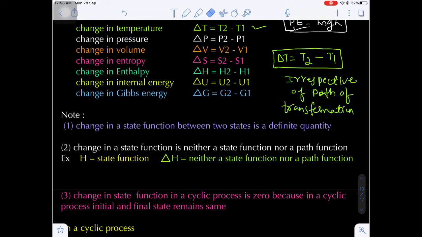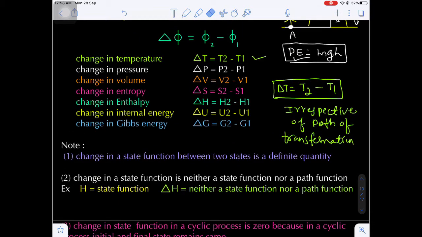Now one of the important notes I am writing here: the change in the state function between the two states has a definite quantity. Just now I told you the difference between T2 and T1 has a definite quantity irrespective of the path. Are you getting my point? That's why the function is known as a state function or path independent function.